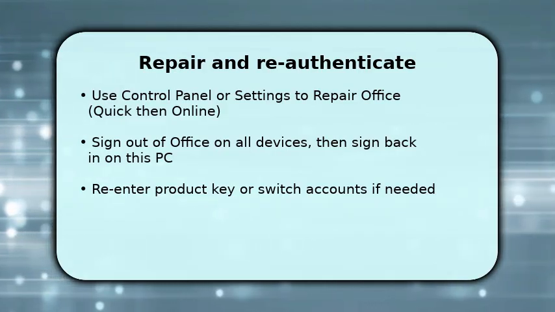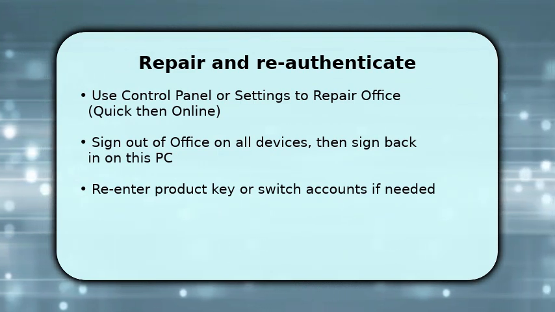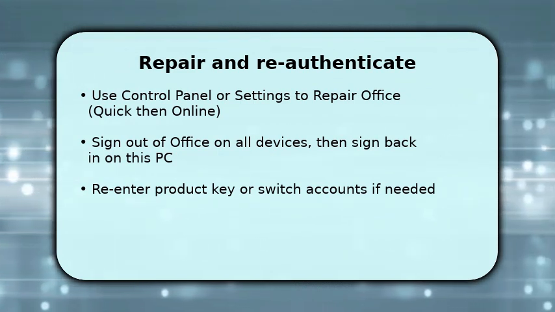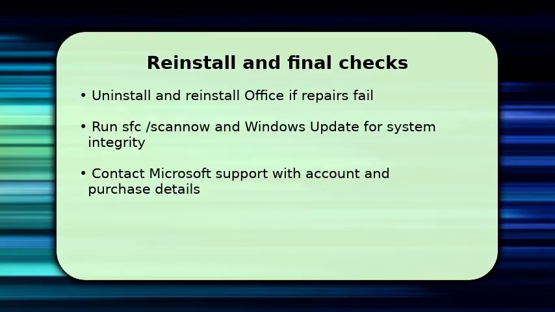If repairs and reauthentication don't clear the unlicensed state, uninstall Office completely and reinstall from your Microsoft account portal to ensure a clean activation environment. While reinstalling, run sfc /scannow and install pending Windows updates to eliminate system file conflicts.